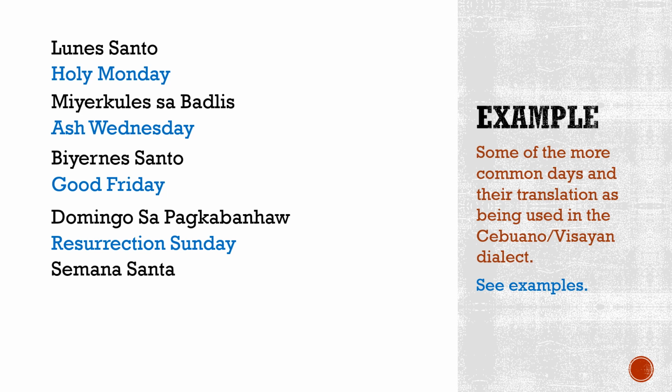Now, if you notice the way these words are pronounced is done by each syllable. So if I say miércoles, that's miércoles. Viernes, viernes. Domingo, domingo. So this is the way most of the words of the Visayan language are pronounced. It's usually read by syllable. Each syllable is emphasized rather. So for this, the last one, Semana Santa, that's Holy Week.